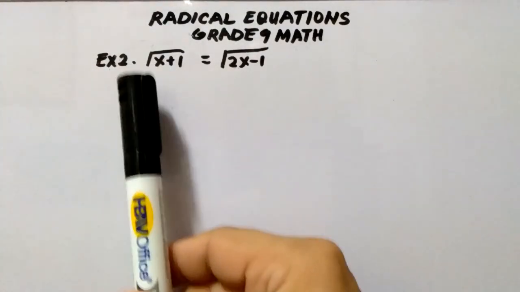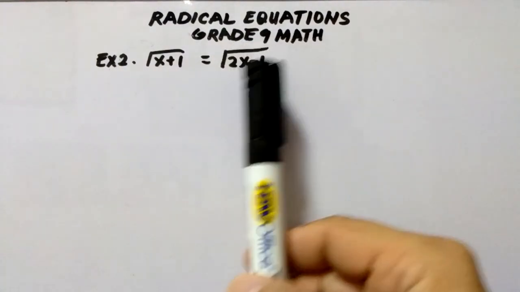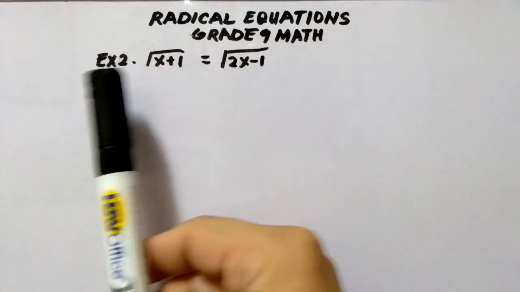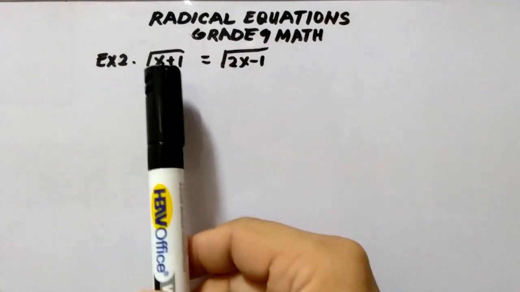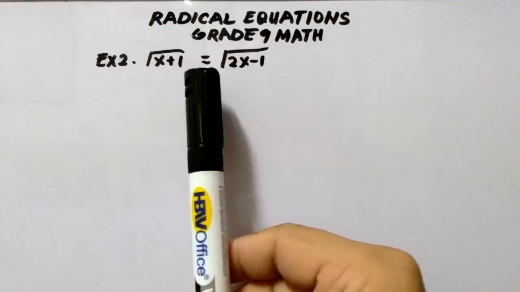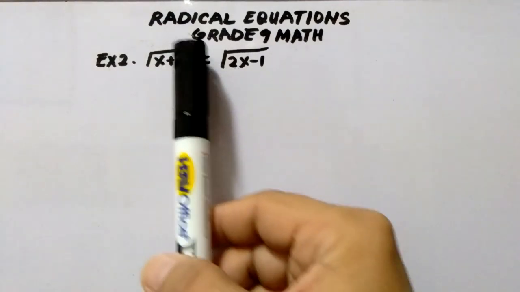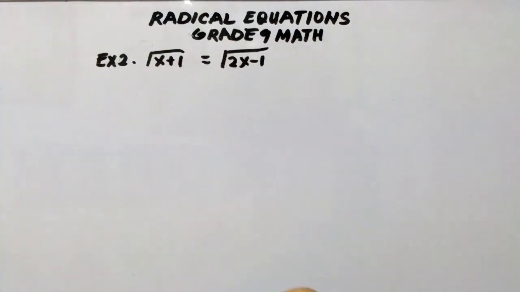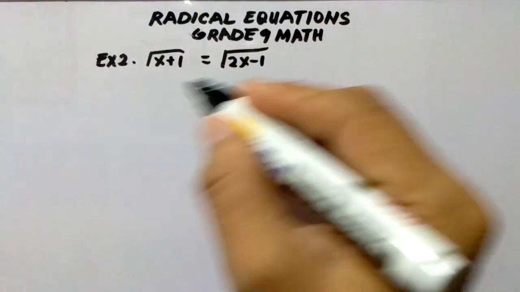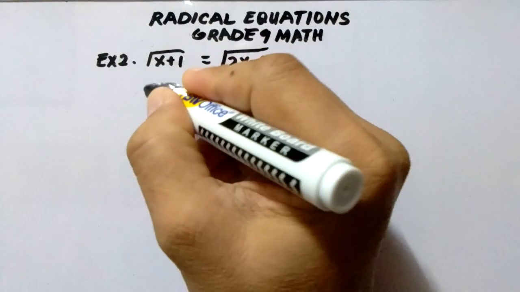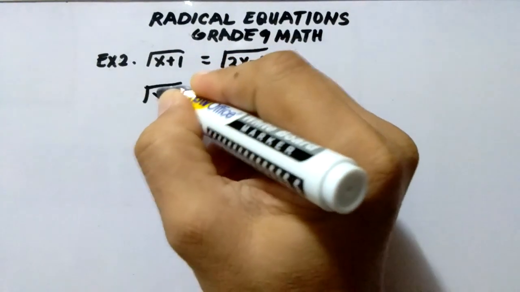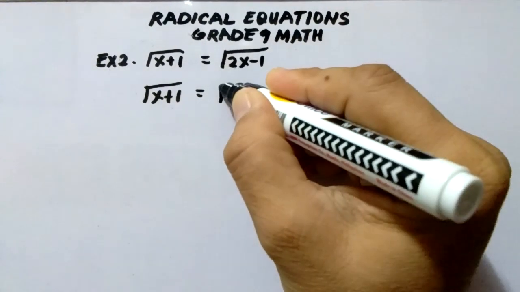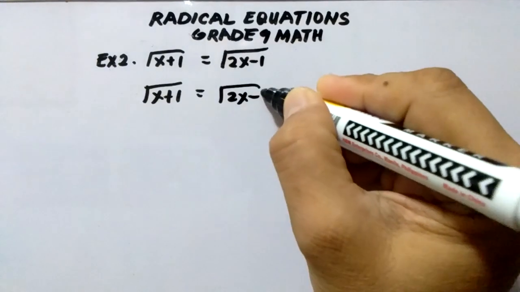Example number 2. Square root of x plus 1 is equals to square root of 2x minus 1. Okay? So, ang ginawa po nating una is to isolate one radical. So, dito po sa ating example, naka-isolate na po itong ating one radical. Nakahiwalay na po. So, nasa left side na po siya. So, wala na po tayong i-isolate. So, i-copy po natin. So, we have square root of x plus 1 is equals to square root of 2x minus 1.